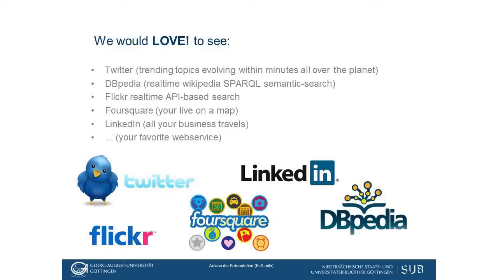I would love to see a generic SPARQL interface to DBpedia so that we don't have to render all the time, but do it in real time. Flickr real-time API, Foursquare to map your life on the map, just like Facebook does, but with your own data and just you have your data. LinkedIn, and so on and so forth. So I think there is a lot of potential here. Maybe we could use one of the forthcoming Europeana hack events to build some of these connectors here.